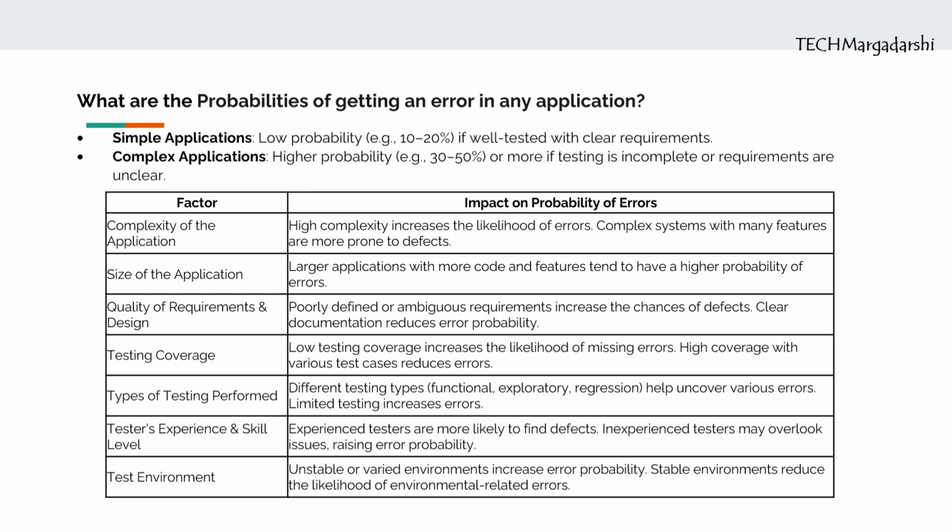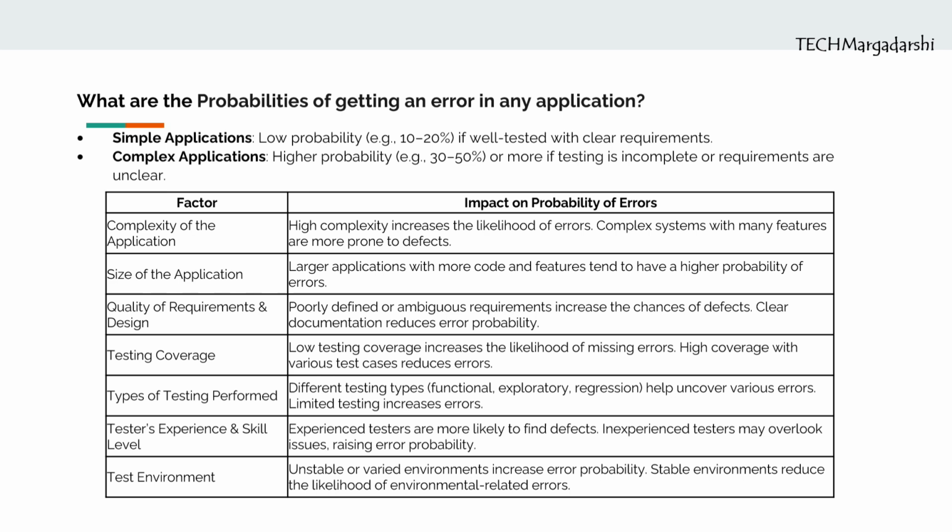Quality of requirements and design. Ambiguous or poorly defined requirements increase defects, while clear documentation reduces them. Testing coverage: low coverage may miss critical errors, but thorough coverage across different scenarios reduces risk. Types of testing performed: using multiple approaches like functional, exploratory, and regression testing helps uncover hidden issues.